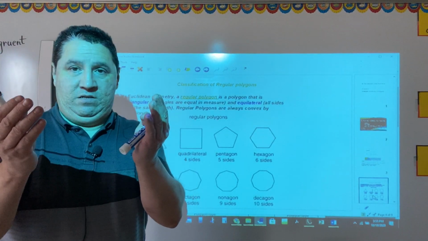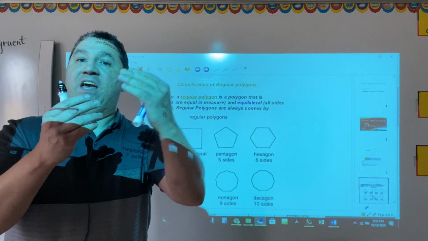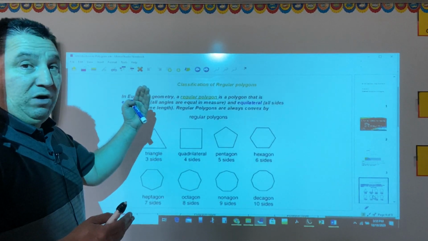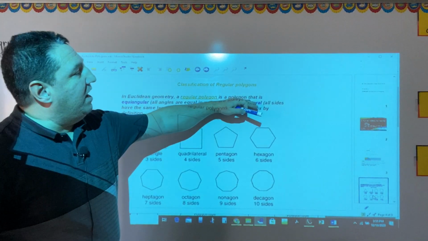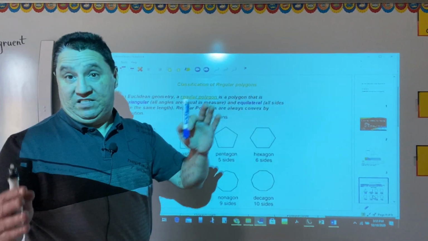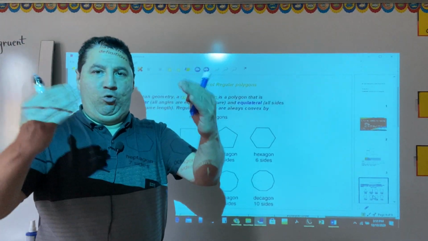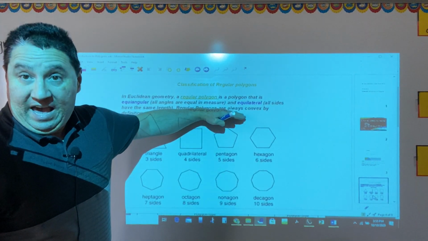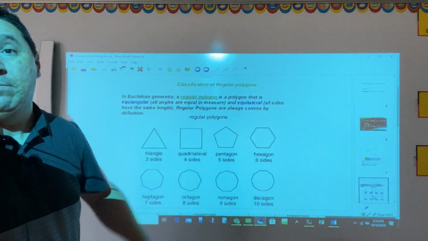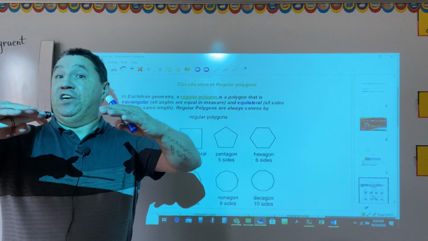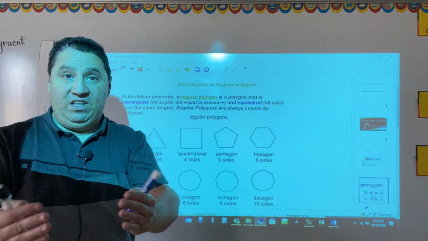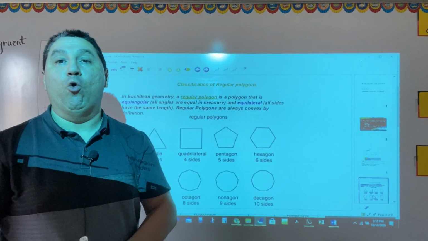But a polygon could be regular or irregular or non-regular. Now, what is a regular polygon? A regular polygon is a polygon that is equiangular and equilateral at the same time. Remember, equiangular means all angles have the same measure. Equilateral, all sides have the same length, right? In other words, a regular polygon is a polygon that has all sides congruent and all interior angles congruent.